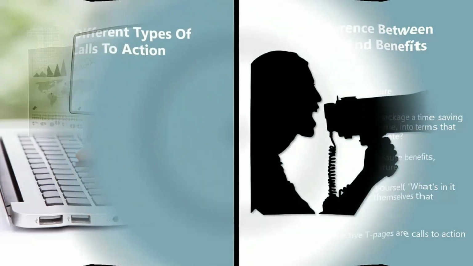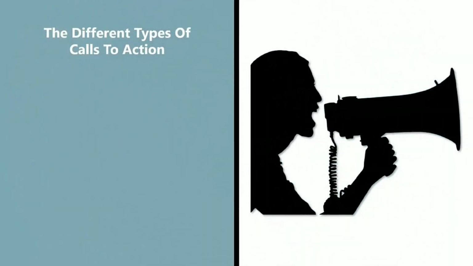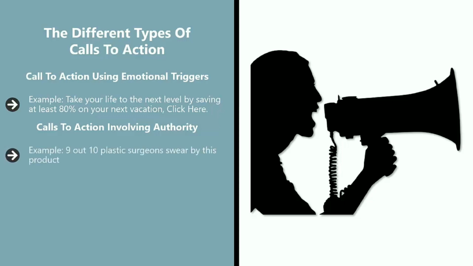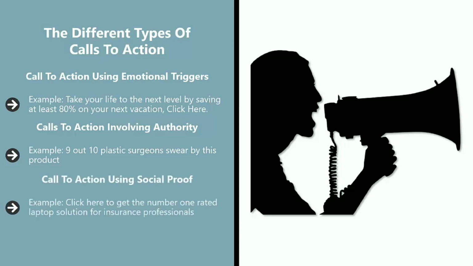The different types of calls to action. Call to action using emotional triggers. Example, take your life to the next level by saving at least 80% on your next vacation. Click here. Calls to action involving authority. Example, 9 out of 10 plastic surgeons swear by this product. Call to action using social proof. Example, click here to get the #1 rated laptop solution for insurance professionals.